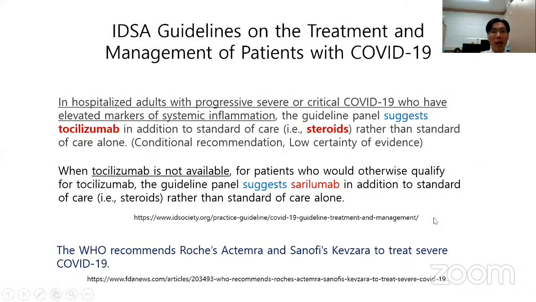So the IDSA guideline recommends that in hospitalized adults with severe or critical COVID-19 who have elevated markers of systemic inflammation, tocilizumab plus steroid is recommended rather than steroid alone. When tocilizumab is not available, they suggest the use of sarilumab. The WHO also recommends these 2 drugs for treating severe COVID-19.